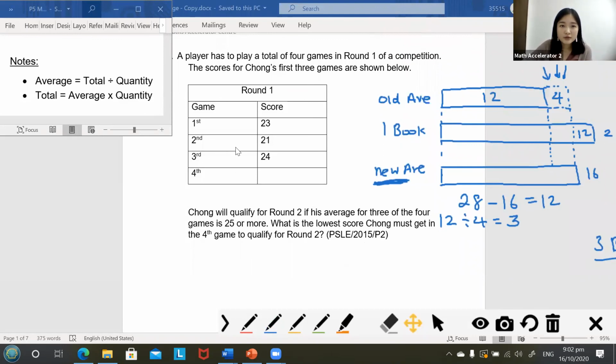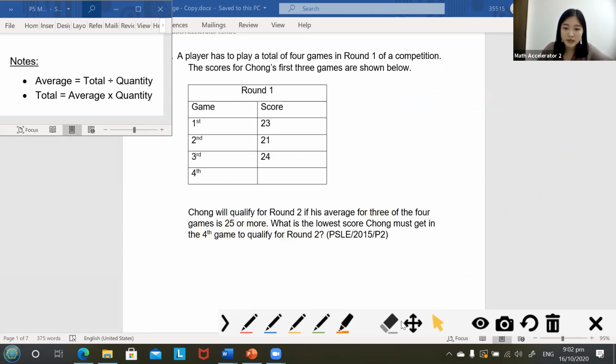Okay, so a player has to play a total of 4 games in round 1 of a competition. And the scores for Chong's first 3 games are shown below here. Right, Chong will qualify for round 2 if his average for 3 of the 4 games is 25 or more. Right, what is the lowest score Chong must get in the 4th game to qualify for round 2? Okay, so underline all your keywords first.